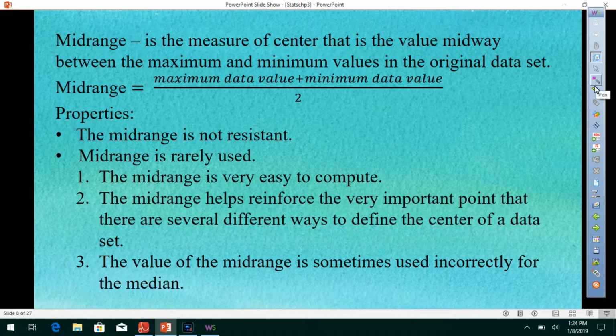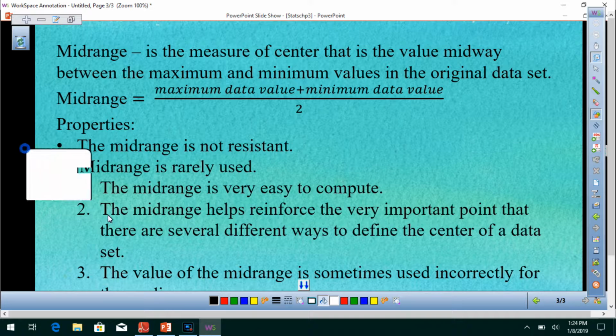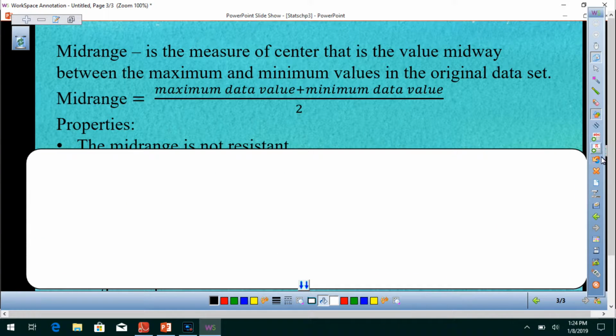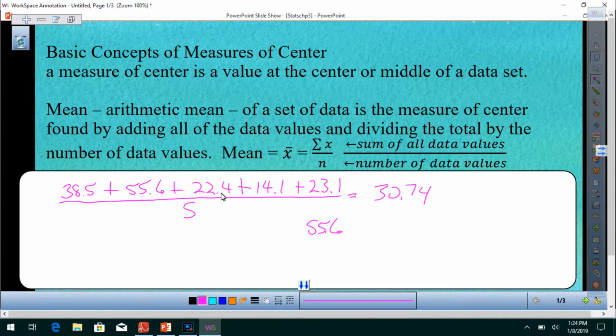So how do we calculate the mid-range? What if, let's see, we had some data a minute ago. And well, let's go back. Let's go back here. What's the largest value? Would be 55.6. And then the smallest would be 14.1. And we would divide that by 2, and we get 34.85. Okay, and that's how we calculate the mid-range.